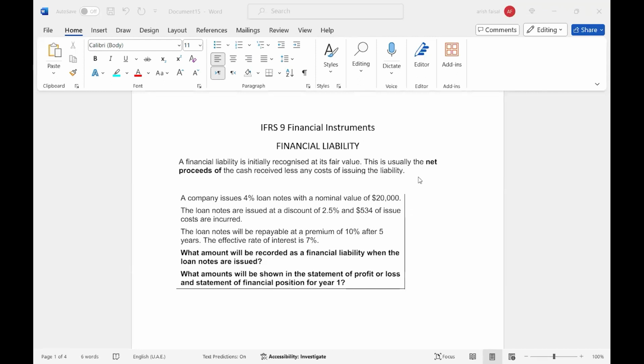Okay, so in this video, we'll be discussing the measurement of financial liability. As far as the financial liability is concerned, you have to value it at the net proceeds received from issuing the loan or the bond or the debt. A financial liability is initially recognized at its fair value, which is usually going to be the net proceeds of the cash received.